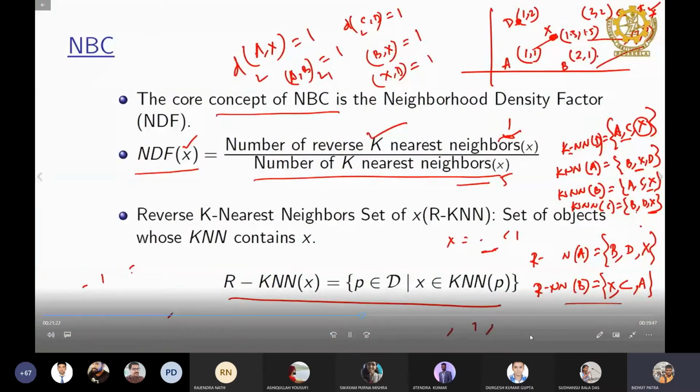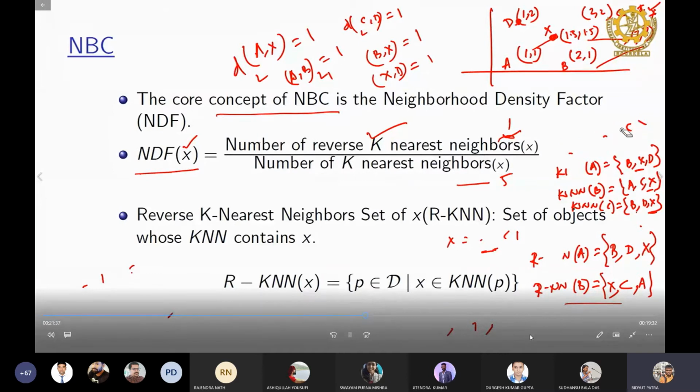Okay. So this point is surrounded by many points here. What is the reverse k nearest neighbor value? This reverse k nearest neighbor value is 4. But for the other point, the reverse k nearest neighbor value is 3. So once we understood this part, the NDF value, then next we move to the next part, and that is much easier.